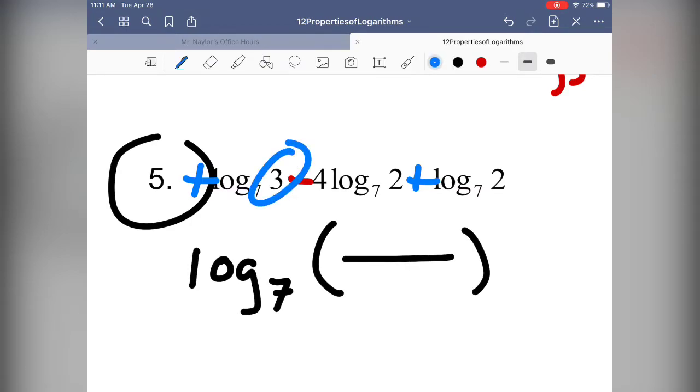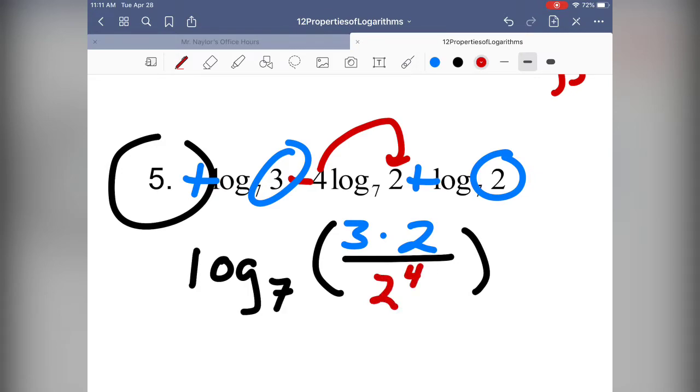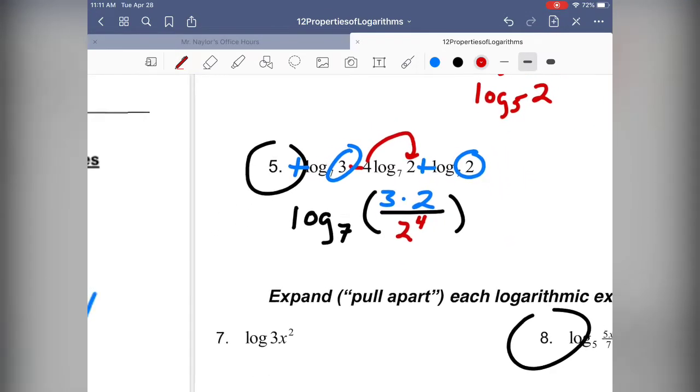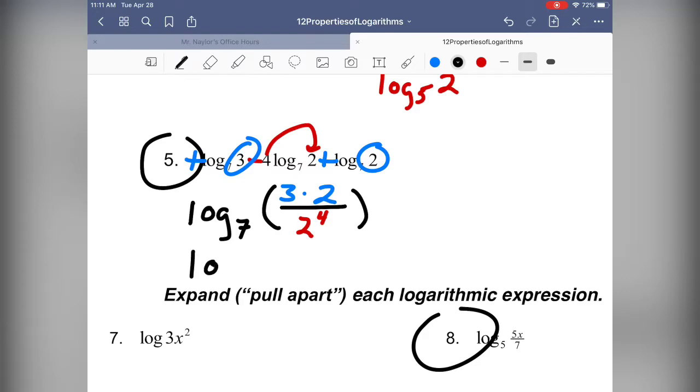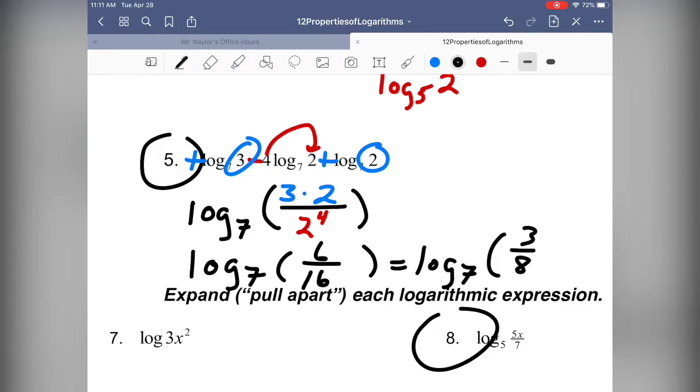Ready for a 3 that goes in the numerator, ready for a 2 that goes in the numerator, and then ready for a, now did you see this 4? This 4 is going to have to come up as an exponent, so we're going to get 2 to the 4th in the denominator. And so when we do a little bit of simplifying here, we're going to end up with a 6 over 16, which when we simplify, which we should, can end up being 3 over 8. So we have the log of 3/8.